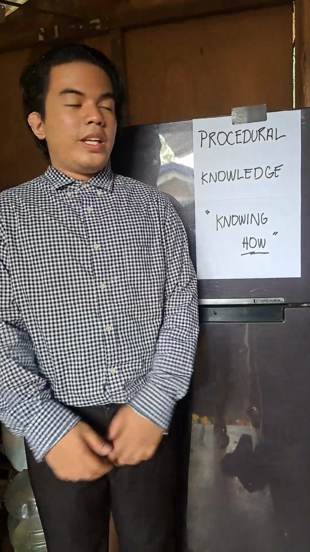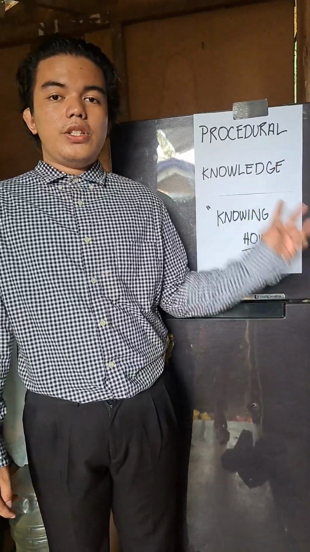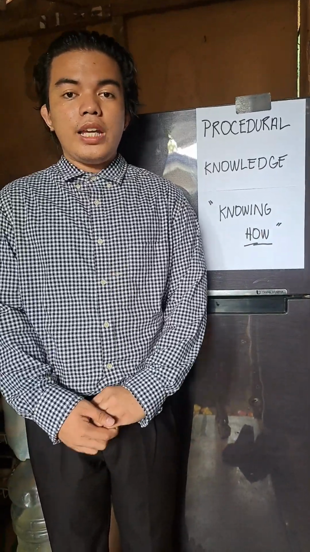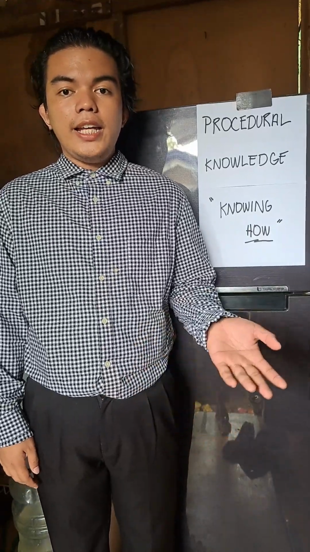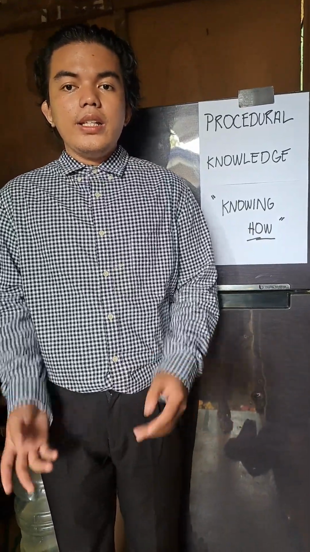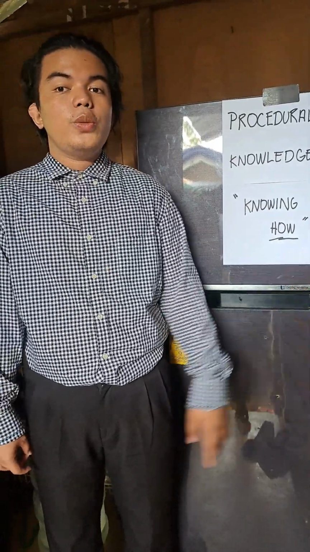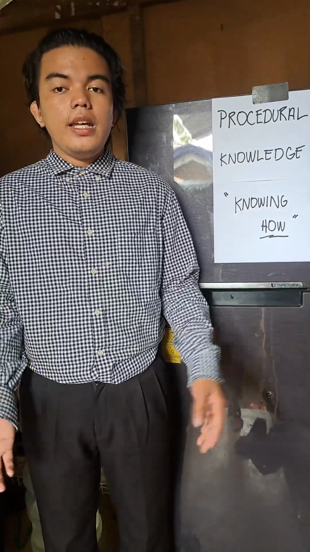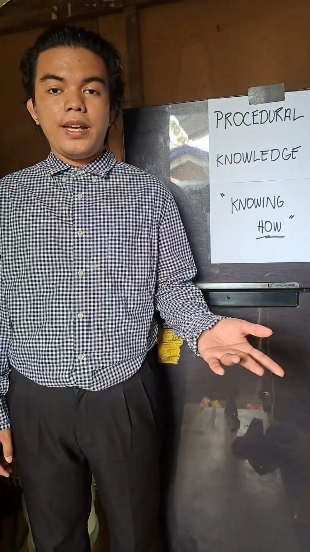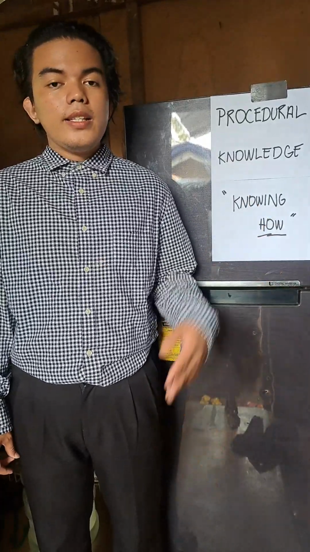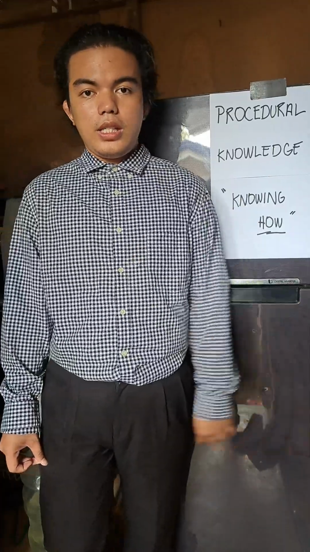The next component is procedural knowledge. Procedural knowledge is about the knowledge on how to do things and how skills and competencies are executed. So from the word knowing how, it is about knowing how to perform a task or a skill. It often requires practice and experience rather than explicit instruction, and it is the ability to execute actions.